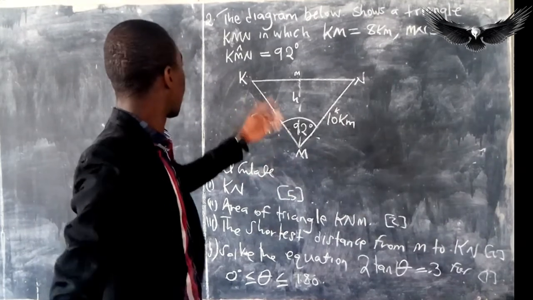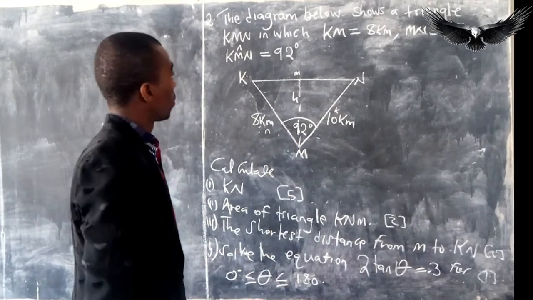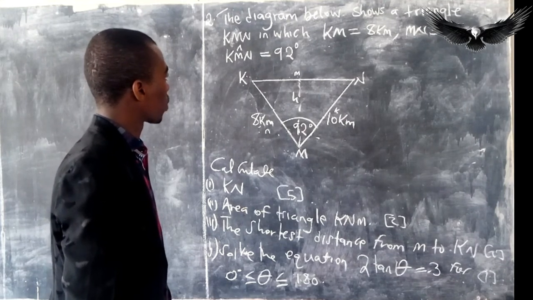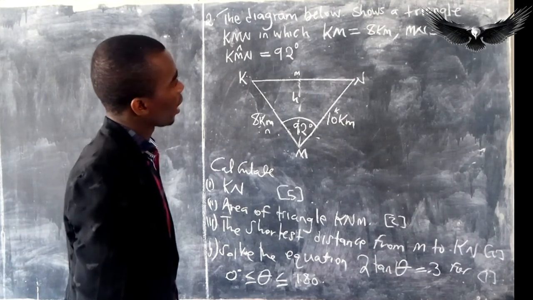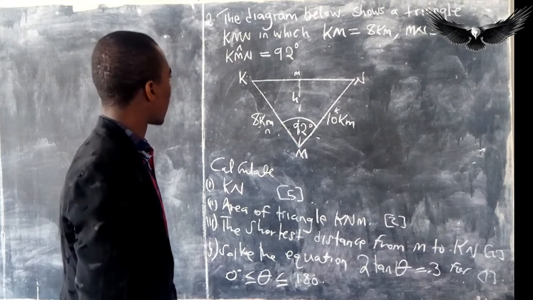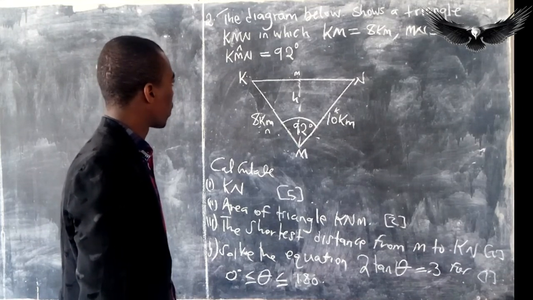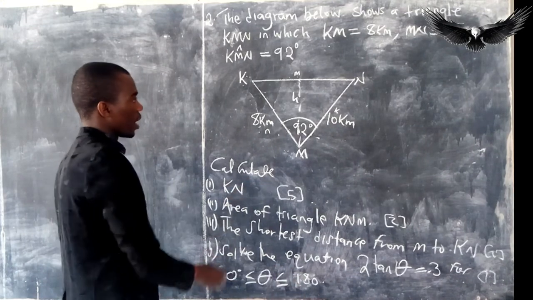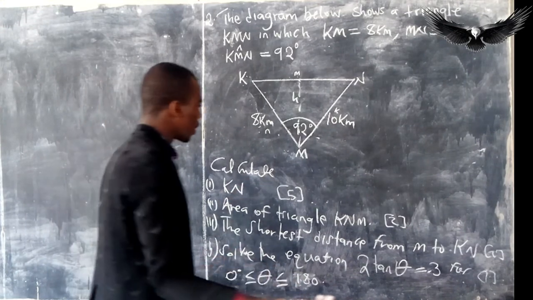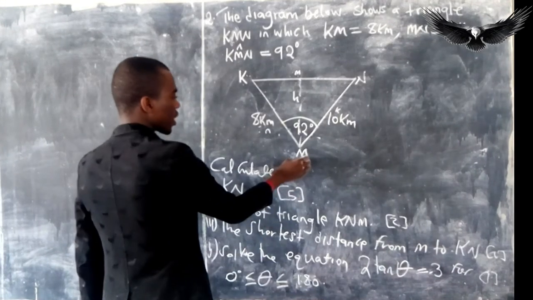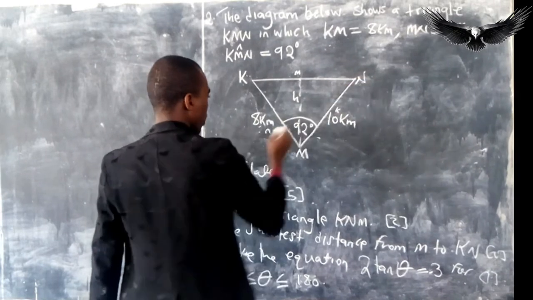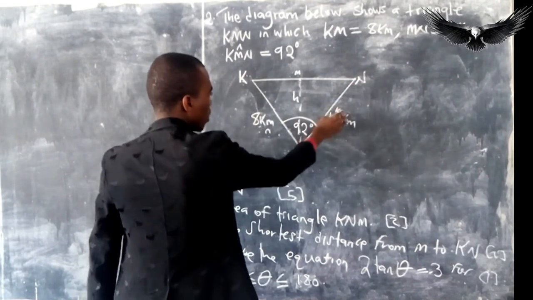Alright, so question 2 reads, the diagram below shows a triangle KMN in which KM is equal to 8 kilometers, MN is equal to 10 kilometers, and angle KMN is equal to 92 degrees. The first question says calculate KN. So the first thing that you have to do is know that if this is capital letter M, then the opposite is this small letter m. This one, small letter n. This one, small letter k.